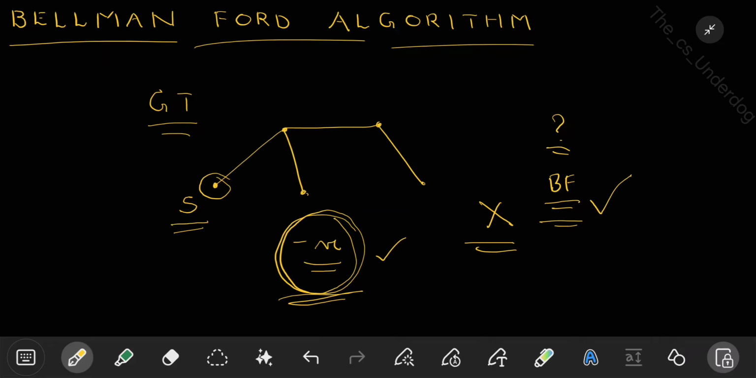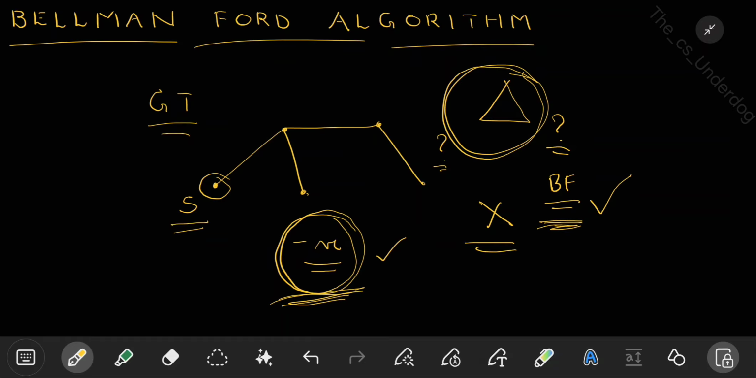Next question is, what happens if there is a negative weight cycle? In this case, Bellman Ford algorithm can detect the cycle, but you won't be able to find the shortest path. So there are two things here. One is, in case there are negative weight edges present, Bellman Ford algorithm is useful for finding the shortest path. In case there are negative weight cycles present, then Bellman Ford algorithm is useful for detecting the presence of this negative weight cycle. This is the point.